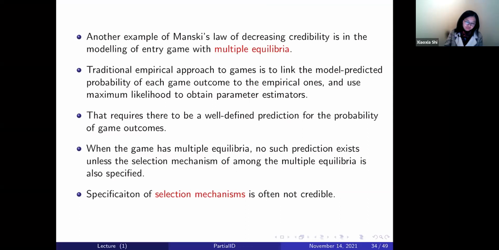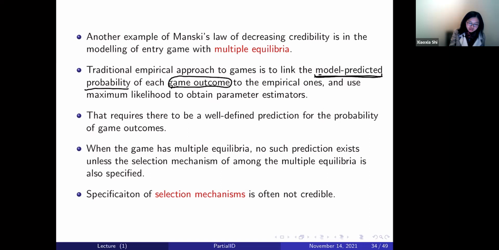So when estimating entry games, or games with a discrete number of players and a discrete number of actions, the traditional empirical approach is to compute the model-predicted probabilities of game outcomes. Using these model-predicted probabilities, we can set up either moment matching conditions or maximum likelihood to estimate the model parameters. So that's the traditional approach for these discrete games.